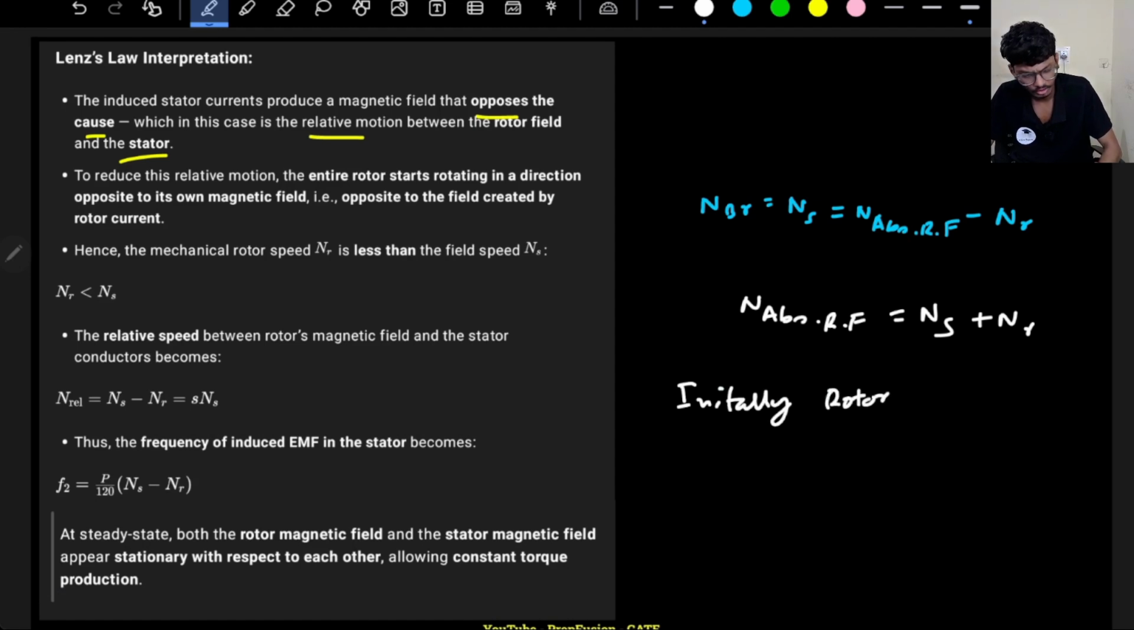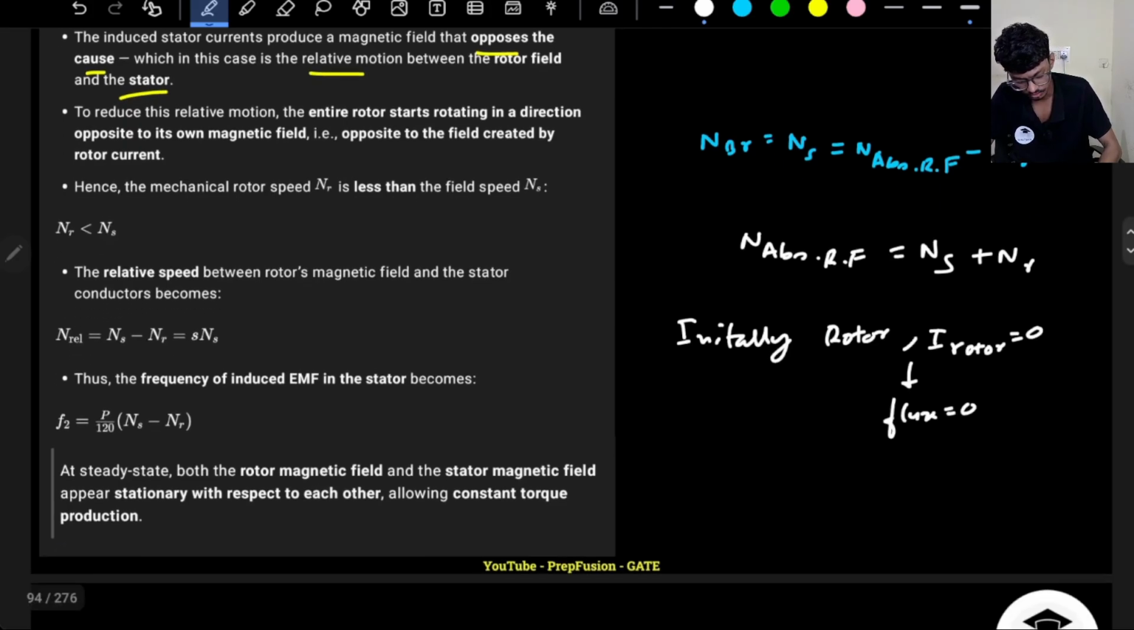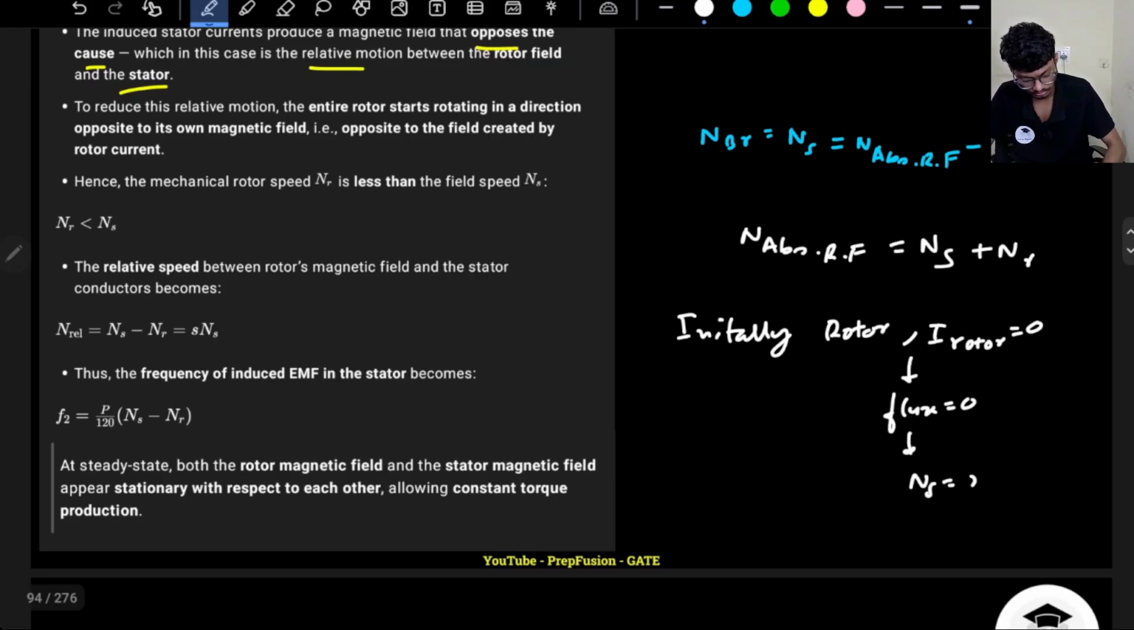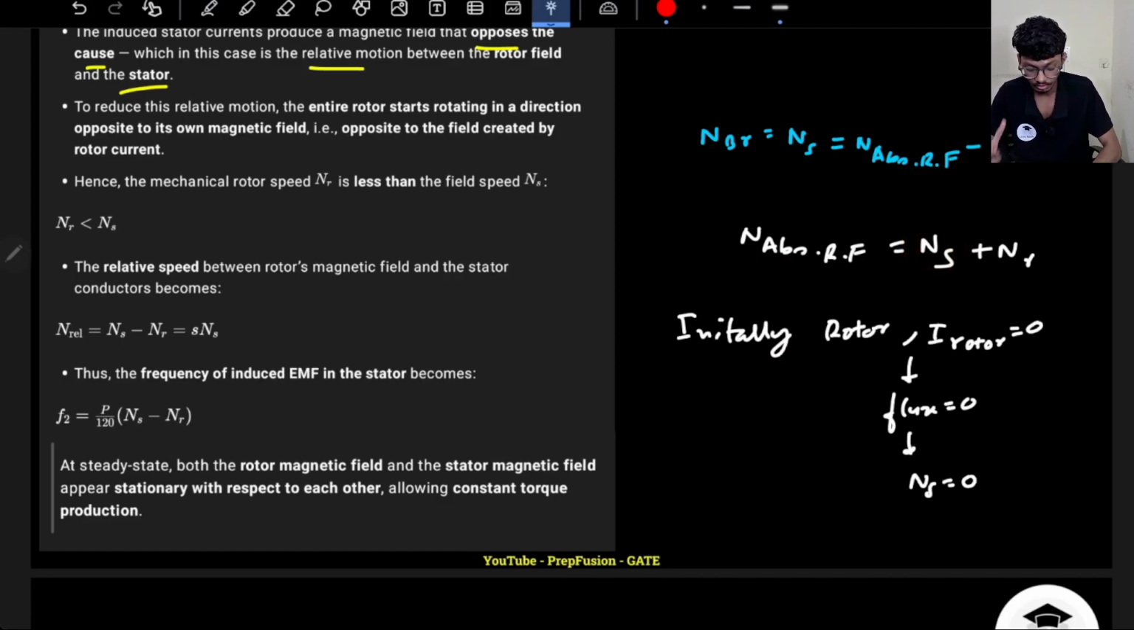So initially the rotor did not have any currents. The current in the rotor was 0, so flux was 0, because there was no flux changing, so there was no rotating field. Initially no rotating field. But as soon as I applied a 3-phase supply, ns became active. Now this is the absolute speed of the rotating field. What is the speed of the stator magnetic field? The speed of the stator magnetic field is 0. So I want to make it near 0, because initially this was 0.